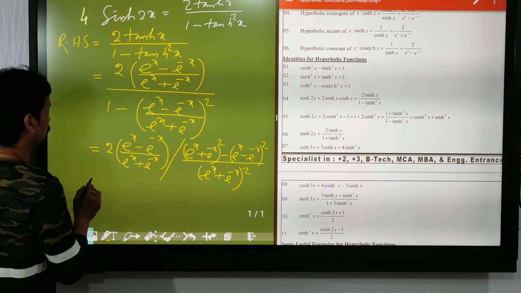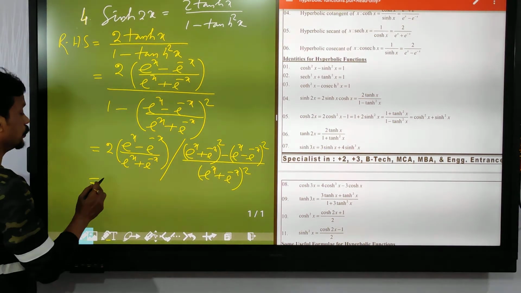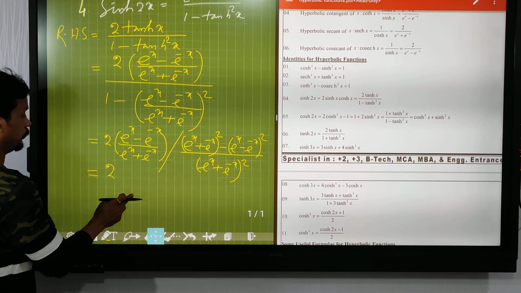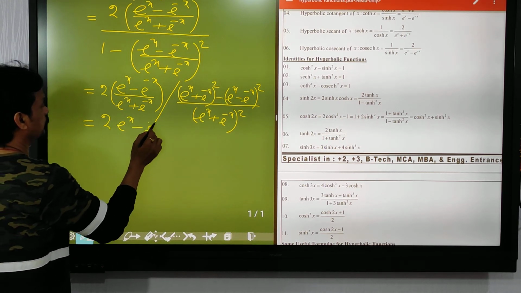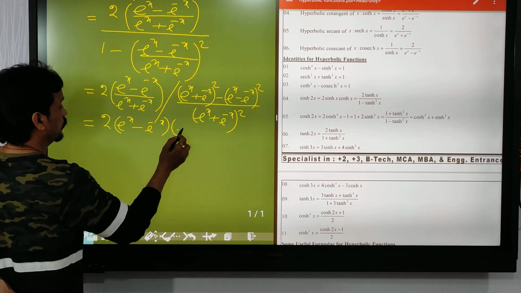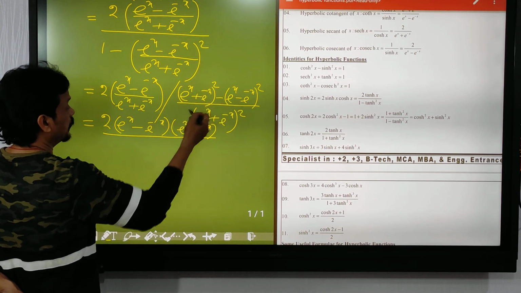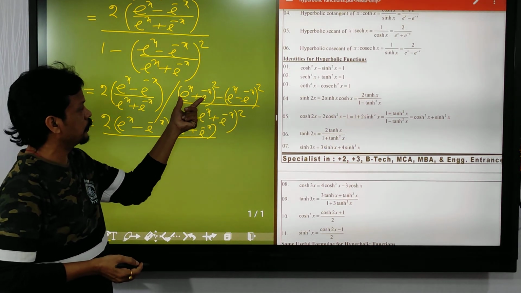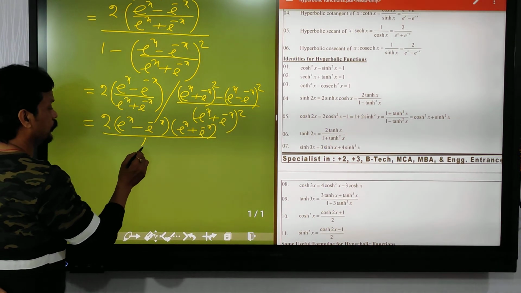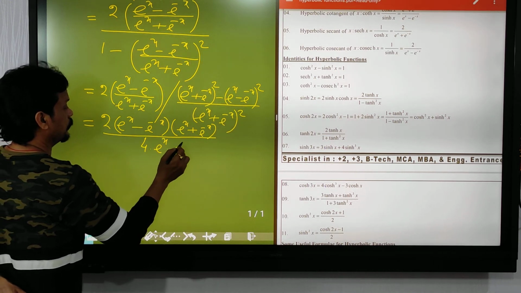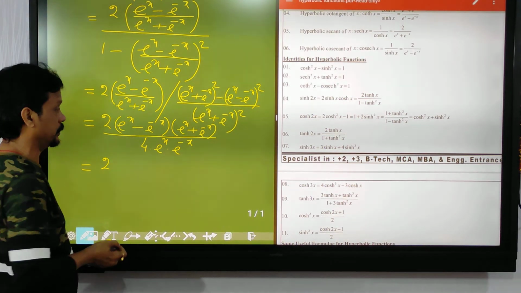Now, see here, one of the denominators will cancel out and the other denominator will come to the numerator. So it will become twice of e to the x minus e to the minus x into e to the x plus e to the minus x, divided by this part. And this one I am directly writing: a plus b whole square minus a minus b whole square will be 4ab. Here a is e to the x, b is e to the minus x. So twice a minus b times a plus b, a square minus b square.